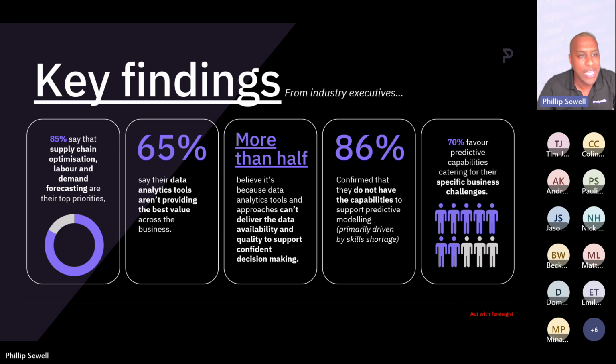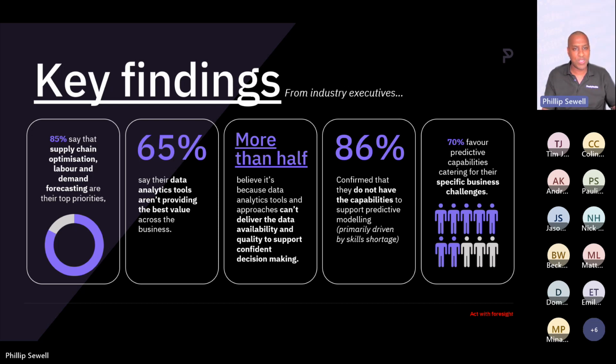Right, so 85% said supply chain optimization, labor and demand forecasting are their top priorities. And this isn't really surprising given the cost of living crisis we're going through at the moment. Most businesses, particularly within retail and hospitality, are feeling the squeeze. But what was surprising is 65% said that their data analytics tools aren't providing the best value across the business.